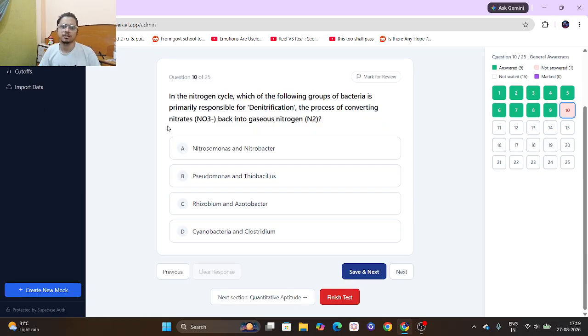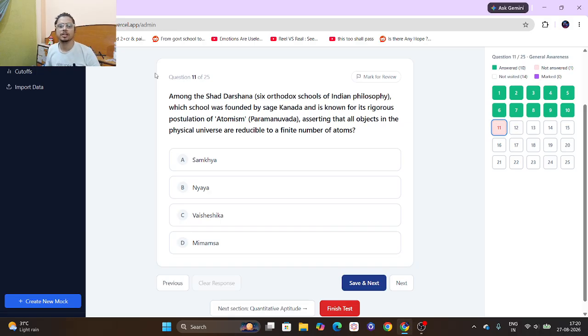In the nitrogen cycle, which of the following groups of bacteria is primarily responsible for denitrification, the process of converting nitrates into nitrogen? Pseudomonas and Thiobacillus. True. 11th class biology. Among the Shad Darshan, the 6 orthodox schools of Indian philosophy, which of the following was founded by the sage Kanad and is known for rigorous postulation of atomism, Paramanuvad, asserting that all objects in the physical universe are reducible to finite atoms? I have no idea.